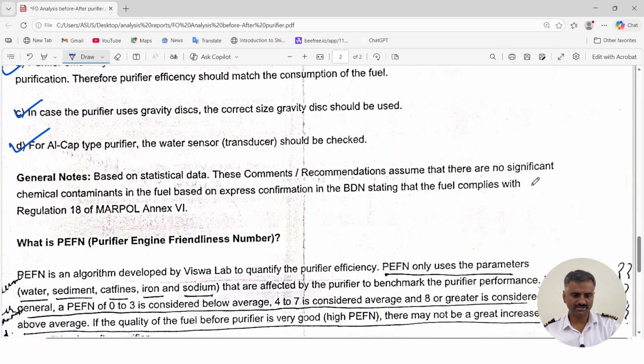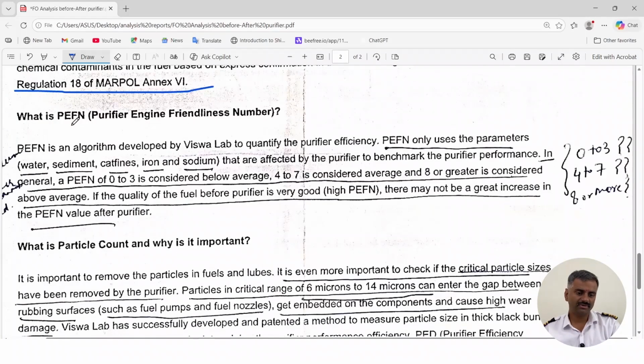General notes are there. There are no significant chemical contaminants in the fuel, based on the BDN, stating that the fuel complies with Regulation 18 of MARPOL Annex VI. Now the question: what is an engine friendliness number?